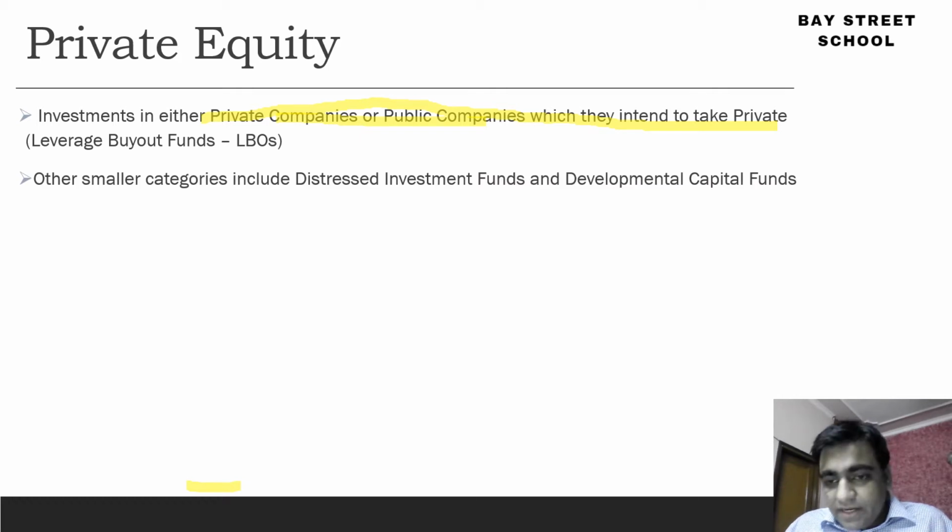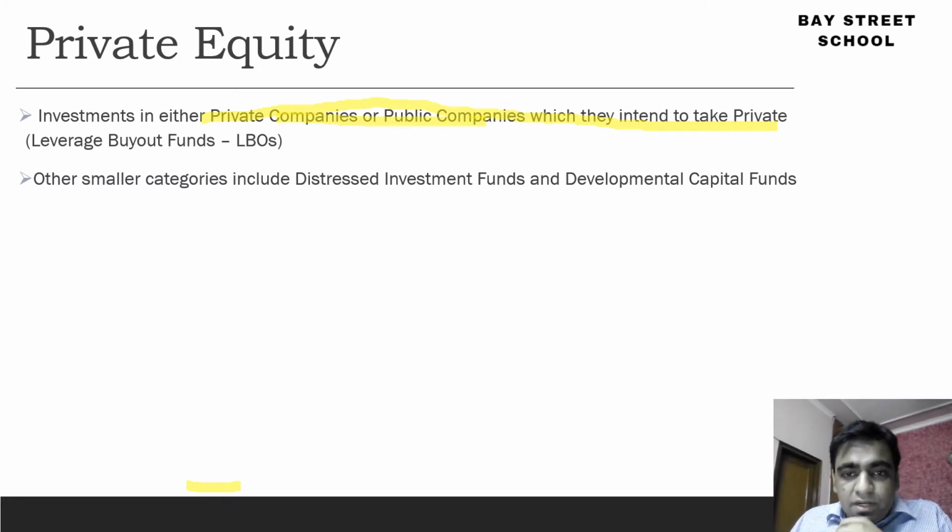So both of them are there, and then there are other small categories like distressed investment funds, who would most likely invest in distressed companies, companies which are close to bankruptcy and have some financial trouble. The existing promoters cannot run it well. They need the support of a private equity investor to come and inject the capital required to come out of those tough financial times.